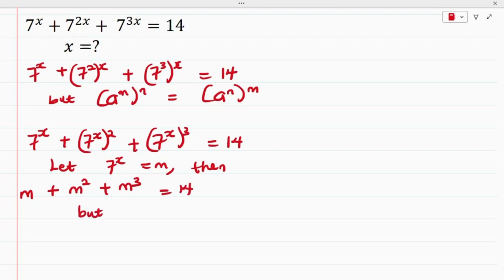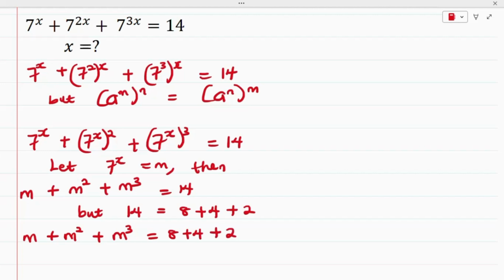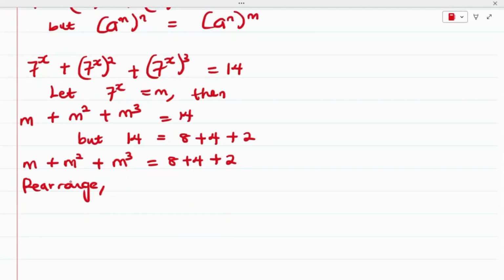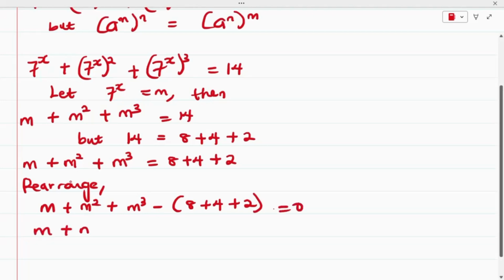But we can easily rewrite 14 to be equal to 8 plus 4 plus 2, right? So we have this to be m plus m squared plus m raised to the power of 3, and this is equal to 8 plus 4 plus 2. So the next thing we want to do is to simply rearrange this equation and set it to 0. So doing that, we have m plus m squared plus m cubed minus 8 plus 4 plus 2, and this is equal to 0. So we have m plus m squared plus m cubed minus 8 minus 4 and minus 2. All we have to do is to multiply the bracket by minus, and this is equal to 0.